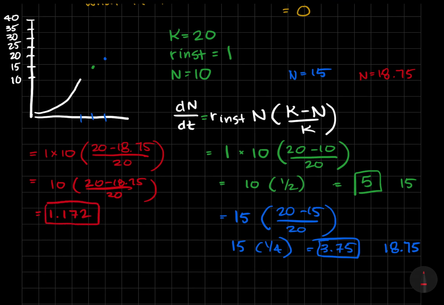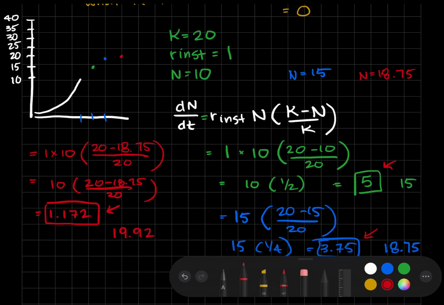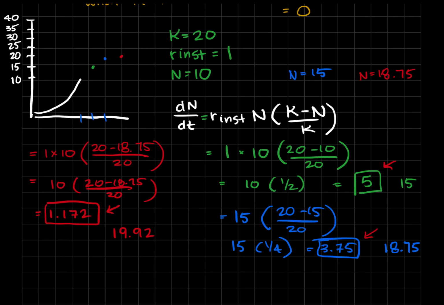So notice this. In this generation, we got 5 bigger. In this generation, we got 3.75 bigger. This generation, we got 1.172 bigger. So every generation, we're getting bigger by just a little teeny tiny bit. Okay, so now we're at our total population size of 19.92. So we're just about at 20. And we know what happens when we actually hit 20. We get 0 growth, okay? And so we're going to get really close to 20, and then it's just going to start to level off. So that's what we see here.